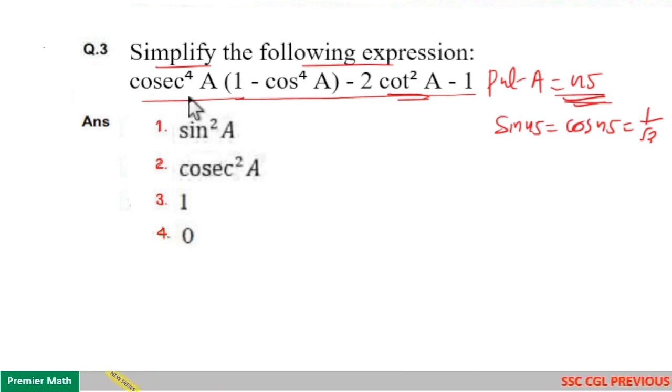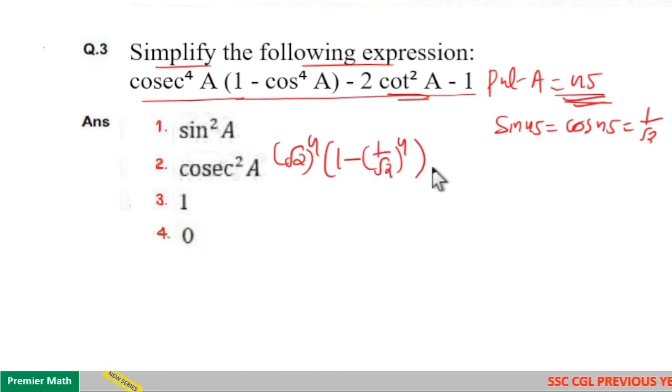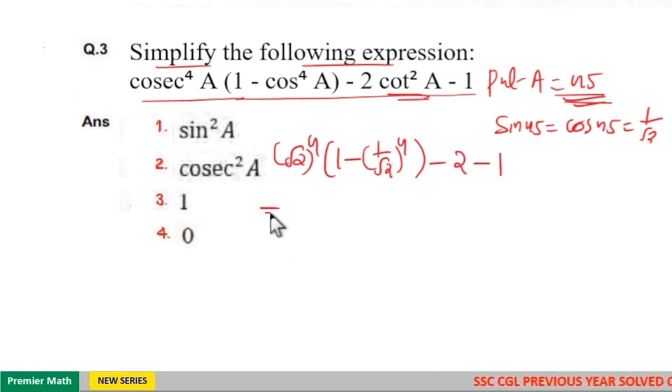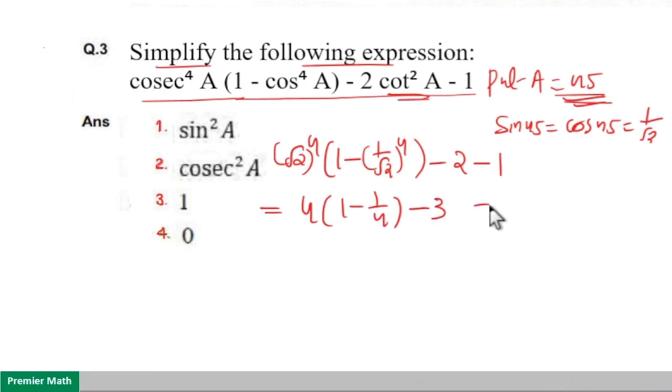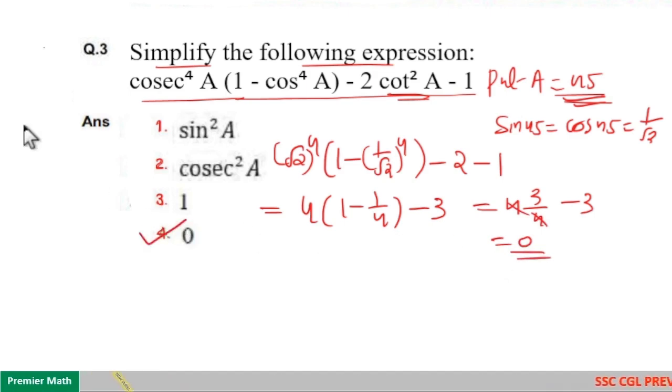Now cosec is equal to 1 by sin. Cosec 45 is root 2. So root 2 raised to 4 into 1 minus cos 45 is 1 by root 2. So 1 by root 2 raised to 4 minus 2 into cot square 45 is 1 minus 1. Now this will become root 2 raised to 4 is 2 square, that is 4. So 4 into 1 minus 1 by 4 minus 3. So this is equal to 4 into 1 minus 1 by 4 is 3 by 4 minus 3. Now you can see 3 minus 3 is 0. So option 4 is your answer.